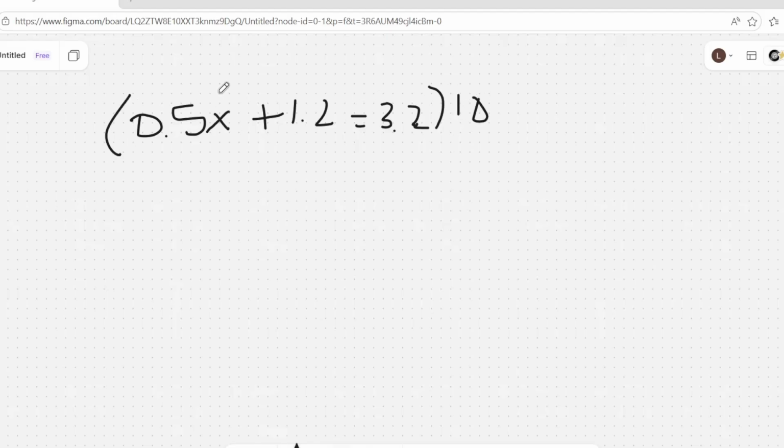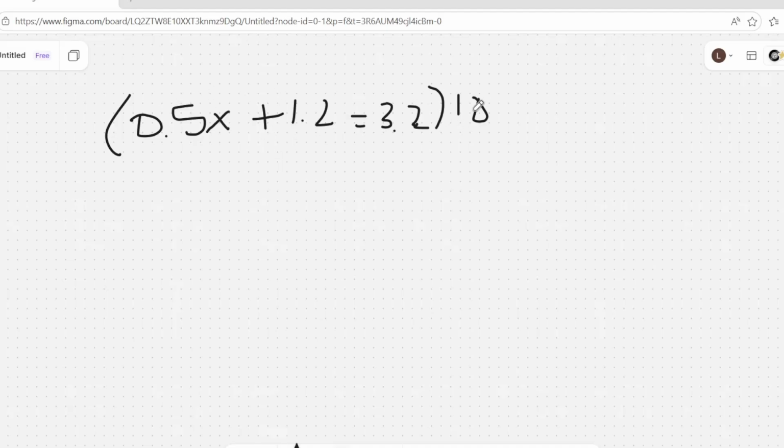So what we did in this problem is try to solve this first. Let me write here 0.5x plus 1.2 is equal to 3.2. This is not a common equation, so what was done is to multiply by 10. The rule is, if you multiply a decimal by 10, the decimal point will move to the right. But if you divide it by 10, it will move to the left. That's the golden rule.